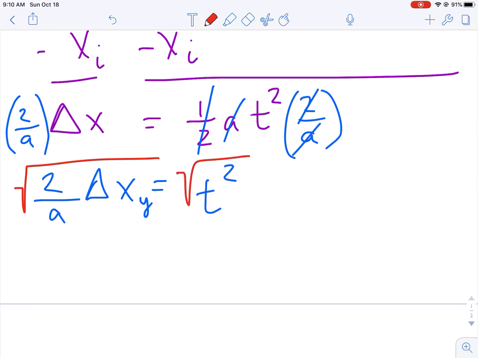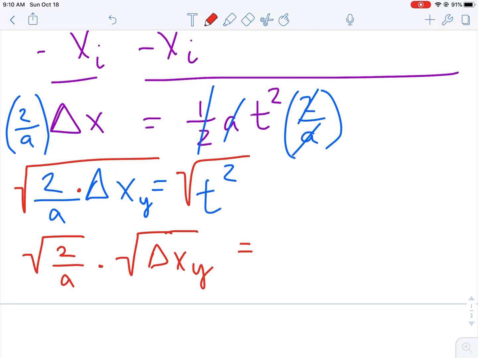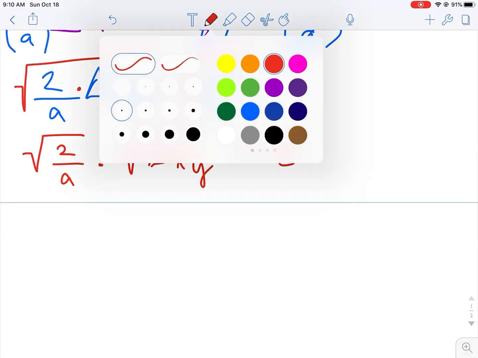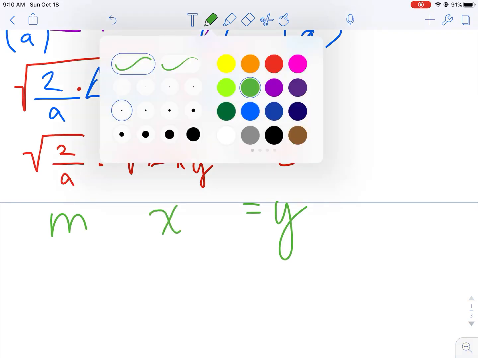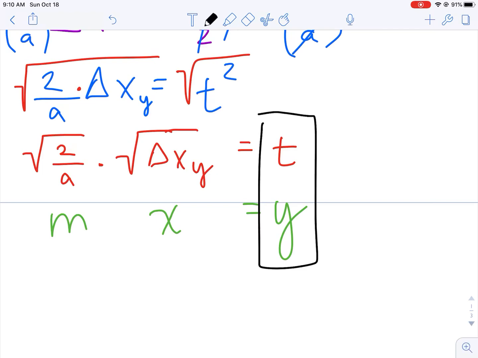On the right side I have the square root of 2 parts being multiplied together. I can separate that out as the square root of 2 over a times the square root of delta x in the y direction. On the left side, the square root of something squared is that thing, in this case t. So now I have my equation in the form of y equals mx, where I've graphed time on the y-axis, and on the x-axis I have the square root of x.